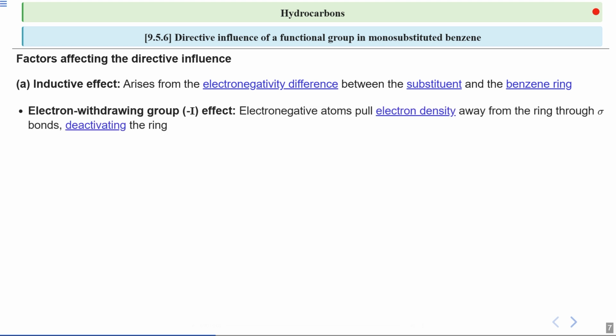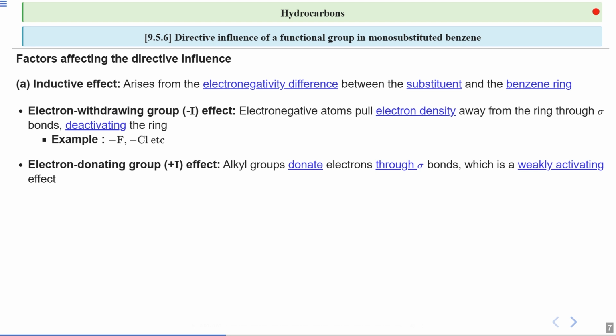Now let's focus on electron withdrawing groups with reference to the inductive effect. These groups have atoms that are more electronegative than carbon, so they pull electron density away from the benzene ring through sigma bonds. This makes the ring less reactive, or deactivates it, especially towards reactions like electrophilic substitution. For example, fluorine and chlorine, written as F and Cl, are classic electron withdrawing groups because they pull electrons away. They make the benzene ring less likely to react at certain positions. Remember, the more electronegative the substituent, the stronger is its deactivating effect.